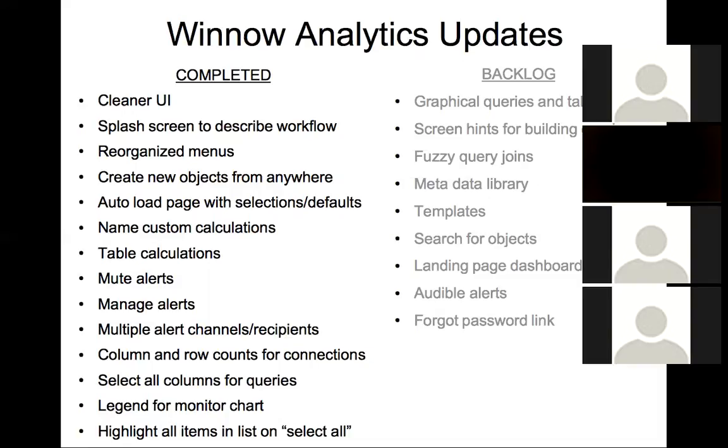Carl, I think this one was yours, to do column and row counts when you build a connection, so you have a sense of how many columns and how many rows are in this data set. So if I need to name my fields, for example, I have an idea of how many I need to create rather than counting them by hand. Carl, this one was yours as well. Select all the columns when you're building a query. Instead of clicking on each column that you want, just do a select all, dump them all in, and then delete as needed.